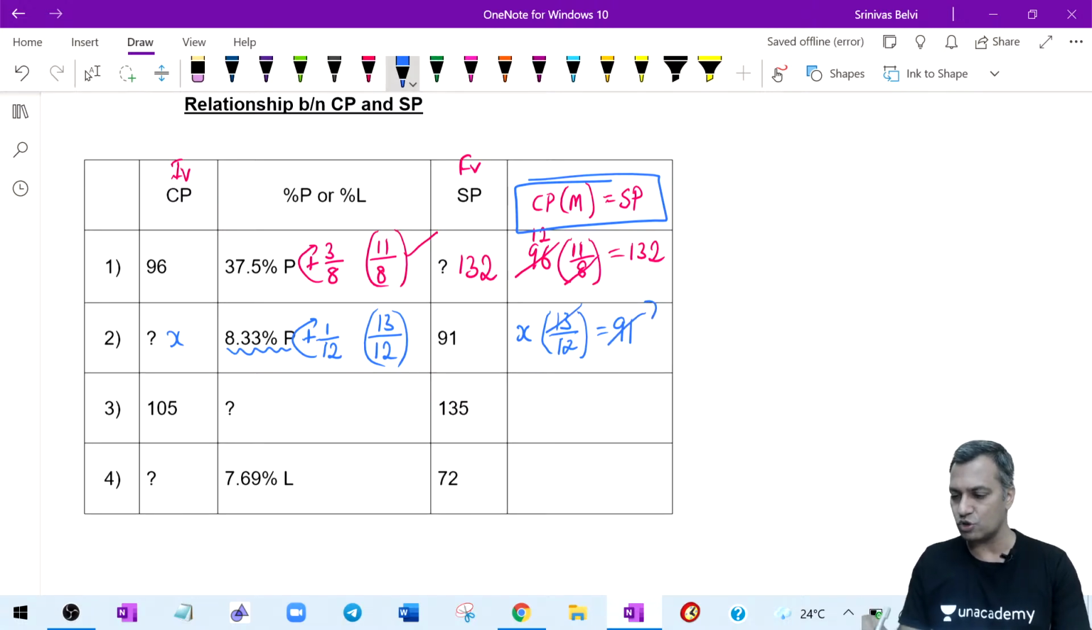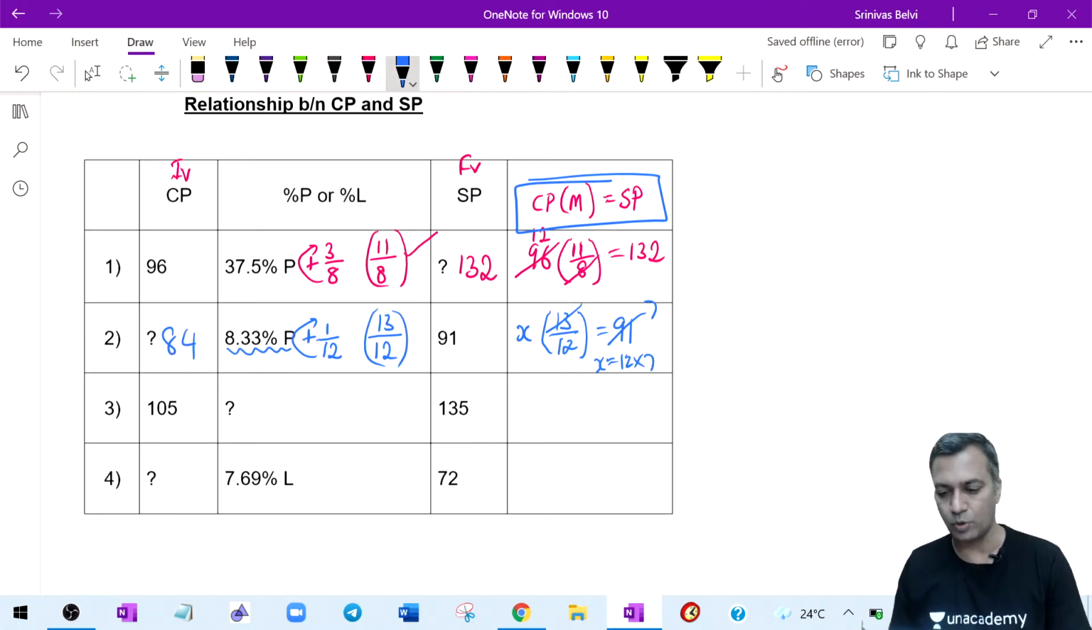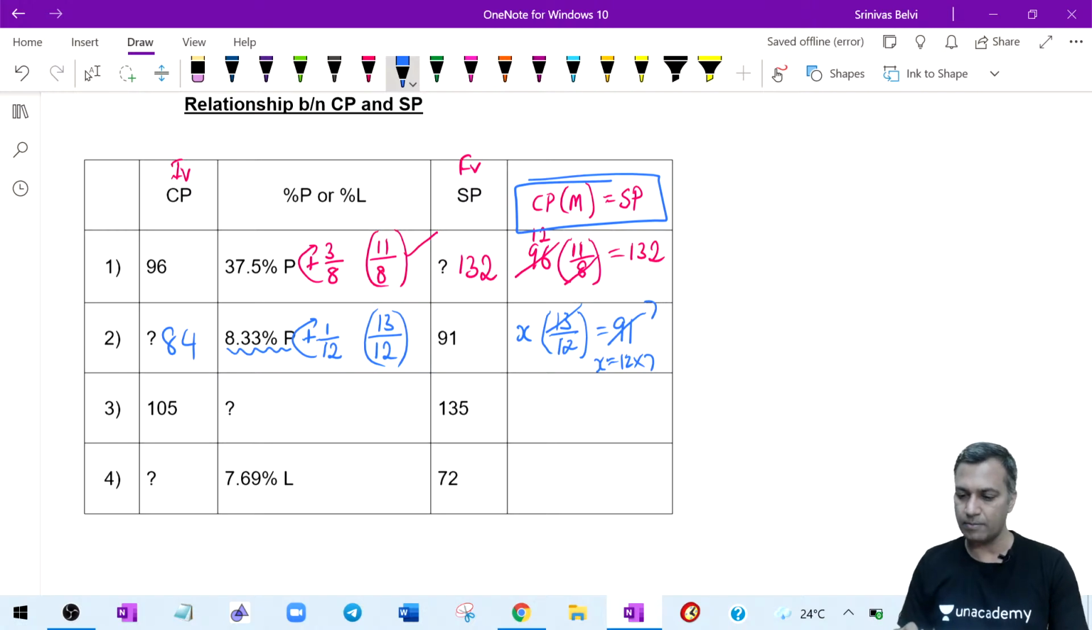Required answer X is equal to 12 into 7, which is nothing but 84. It was 84, then after a profit of 8.33%, the selling price has become 91.